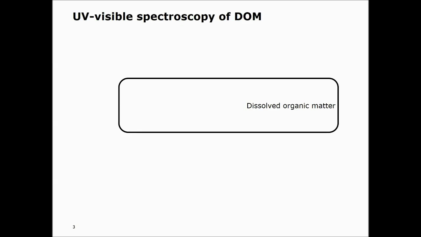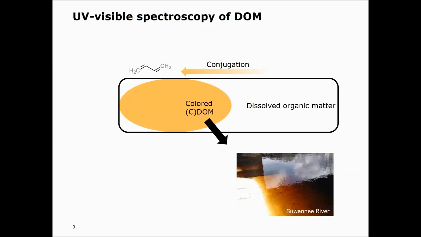Dissolved organic matter, like I said, is made up of a lot of organic compounds, some of which contain conjugated double bonds. So they have alternating double bonds and single bonds in their molecule, which makes them more and more likely to be part of what we call colored DOM. This is also called CDOM, or CDOM for short. This is the part of the DOM that makes your tea and coffee go black or brown, and this one river have this funky yellow color that you can see in the picture here.